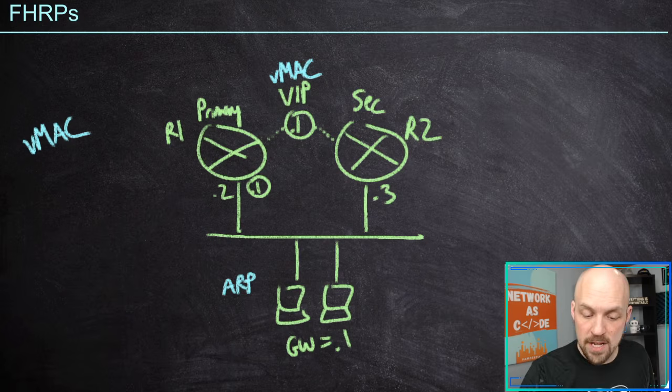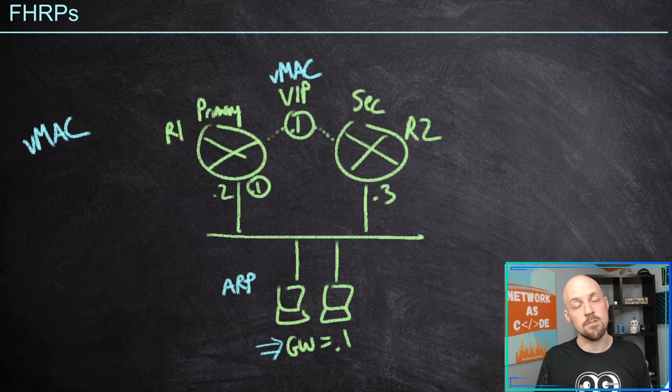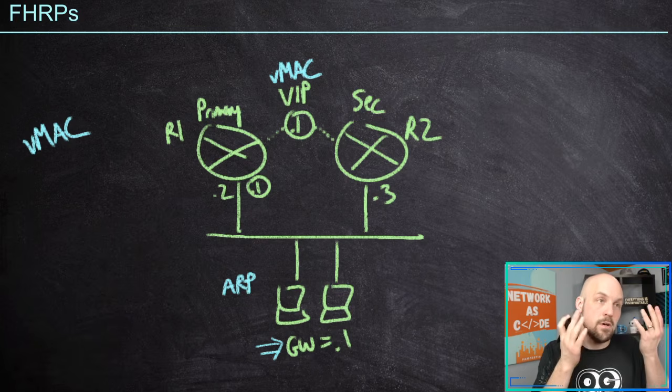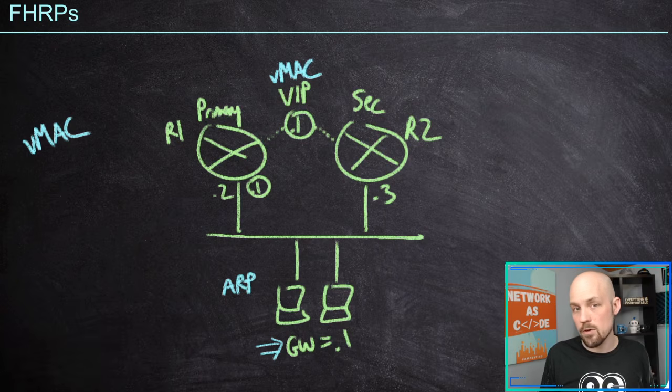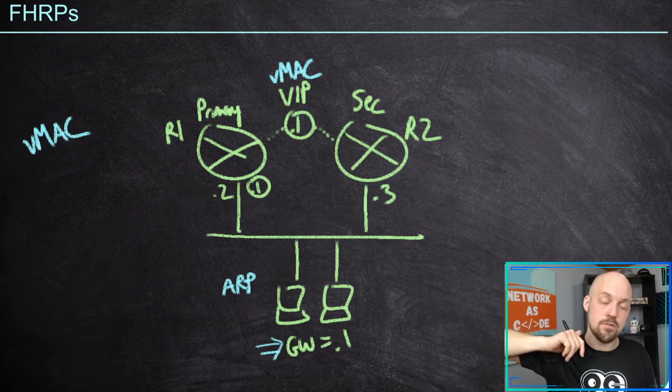I know I've been pre-configured with my default gateway being .1. Now, saying it's hard-coded is a stretch because it's still DHCP, right? I've dynamically received my gateway address. It's .1. But that's all I know. I didn't get the MAC address from my DHCP server. I only know the IP address. So I ARP for it, and I say, hey, who owns .1 as the IP address?